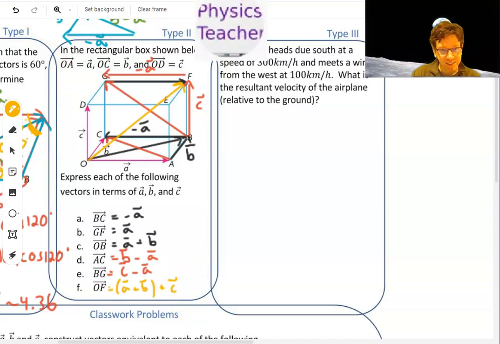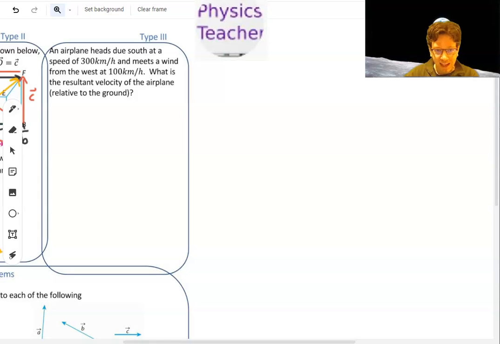Okay, any questions? Okay, so I'm just going to go over the last question. We are going to go over this in class tomorrow, but I just wanted to get it on the video for this lesson. So here we have an airplane, heads due south at a speed of 300 kilometers per hour and meets a wind from the west at 100 kilometers per hour. What is the resultant velocity of the airplane relative to the ground?